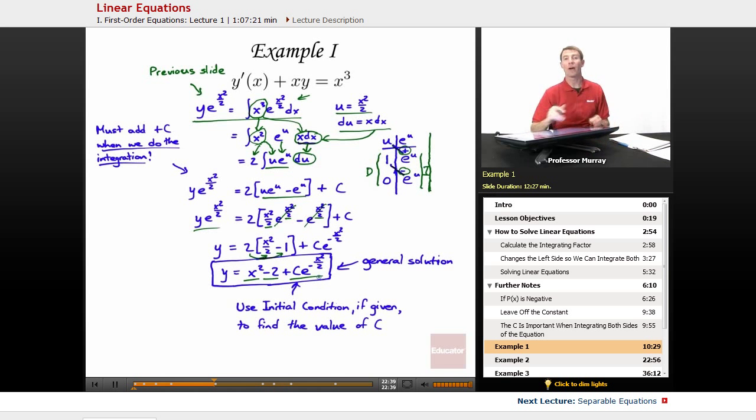At this point, if you had an initial condition, you would use it now to figure out the value of that arbitrary constant. If you don't have an initial condition, which is what happened with this problem, you just stop and you say, that's your general solution.